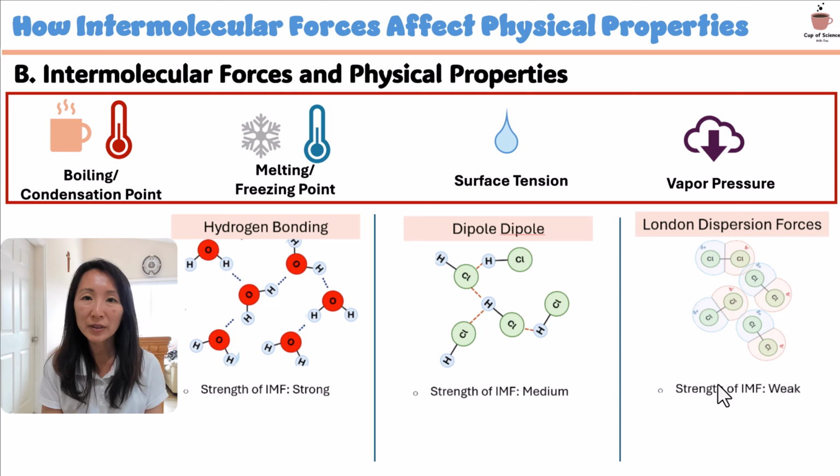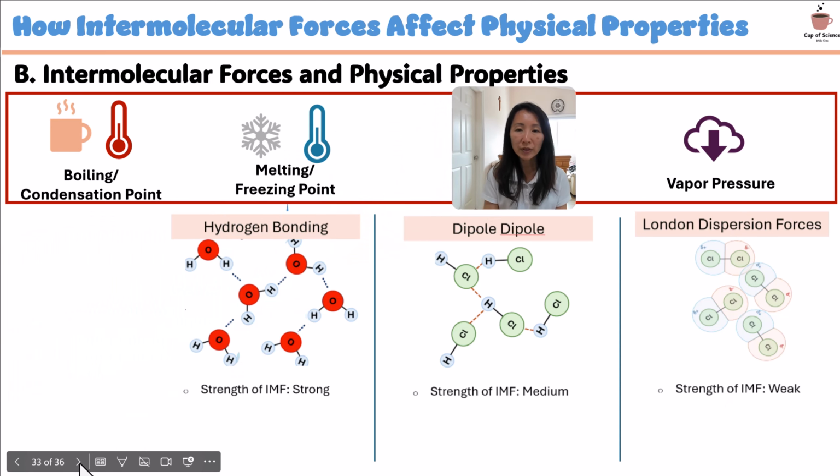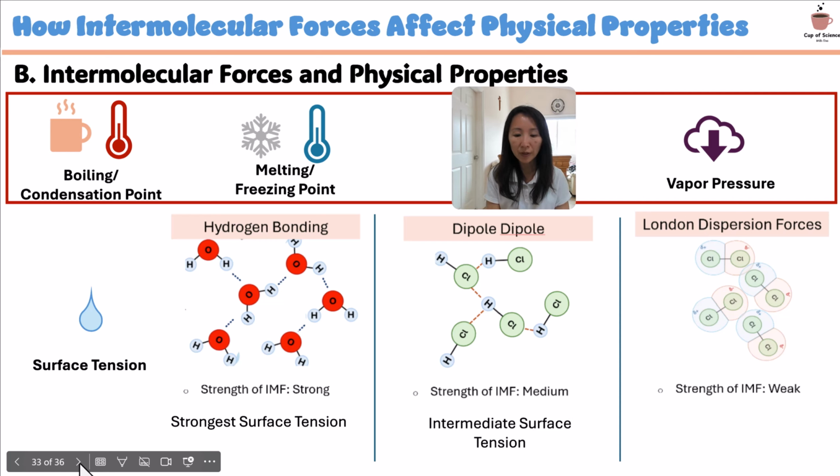Now, how does this relate to the topic of surface tension? Well, something with a lot of hydrogen bonding will have the greatest surface tension. Then something with just dipole-dipole will have the intermediate surface tension. And something with only London dispersion forces will have the lowest surface tension. Now, this doesn't really give much of an idea of what surface tension is and how this works.